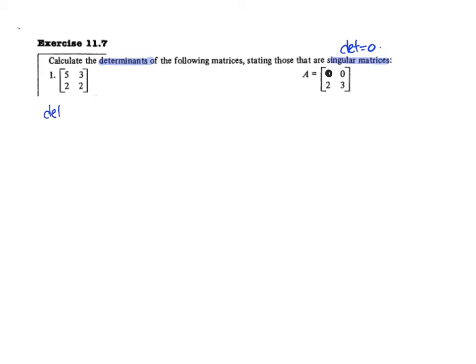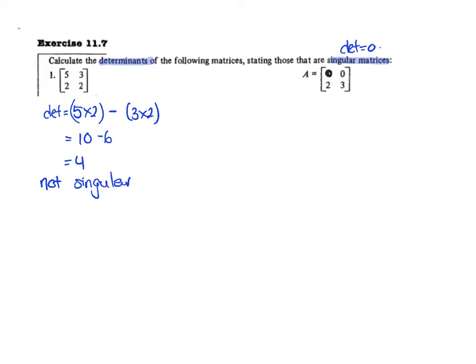So the determinant of this one will be, what will it be? 5 times 2, good, minus 3 times 2. So we get 10 minus 6 equals 4. And it's not singular, is it? Yeah, so not singular.